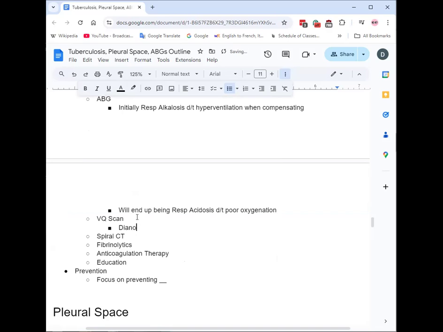So the VQ scan diagnoses PE. It's going to show perfusion and ventilation, and it's what's called a mismatch. You will have ventilation, meaning they're able to breathe, they're moving their chest up and down, but they're not able to actually get that exchange of oxygen with the blood because of the blockage in the artery or the pulmonary vessel. So you will see ventilation without perfusion, essentially.